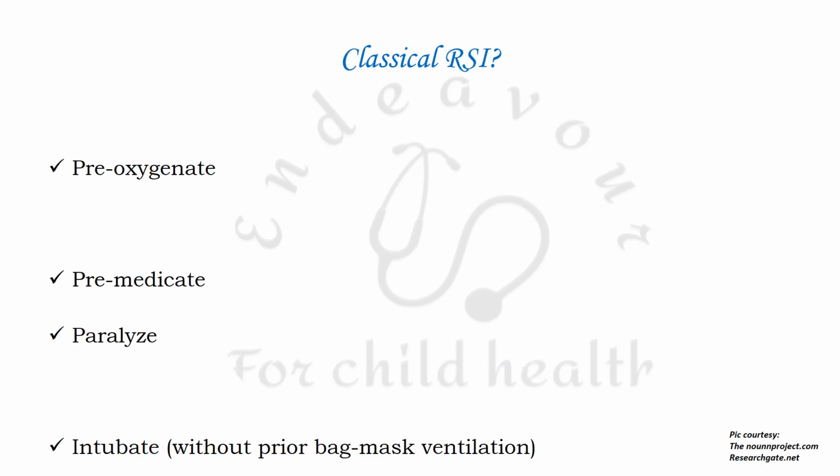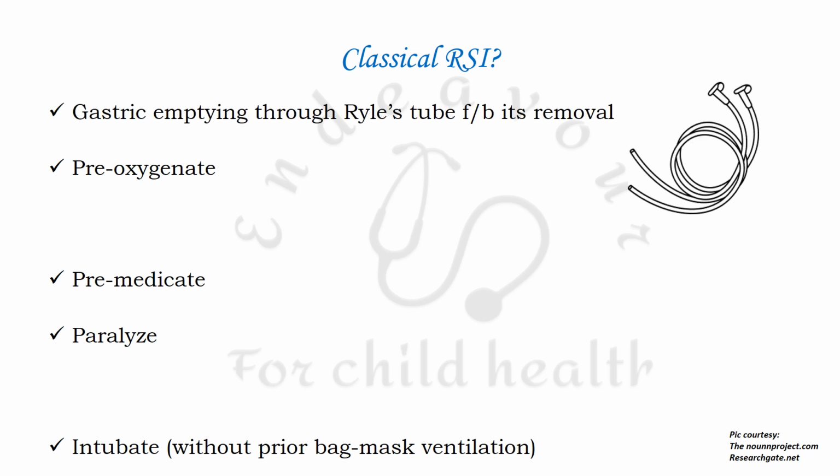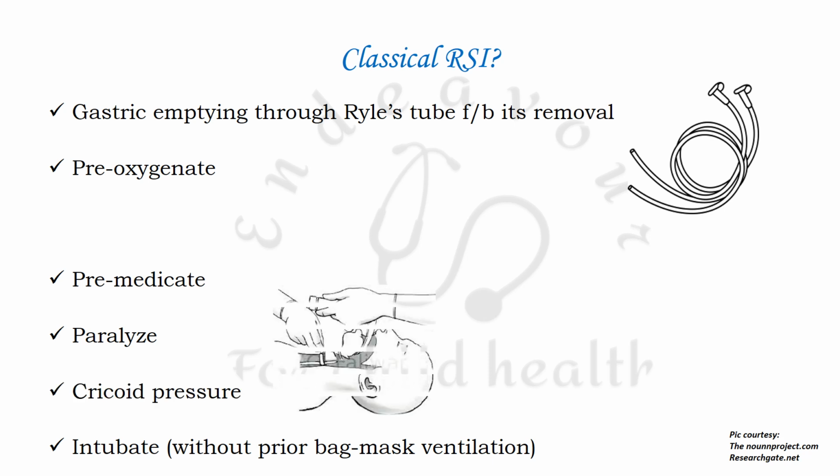When this process was described first, it was called classical RSI. Besides the four main steps described before, it also included emptying the contents of the stomach via Ryle's tube before, and applying the cricoid pressure to prevent regurgitation of the residual gastric contents. The classical RSI recommended placing the child supine with head down.